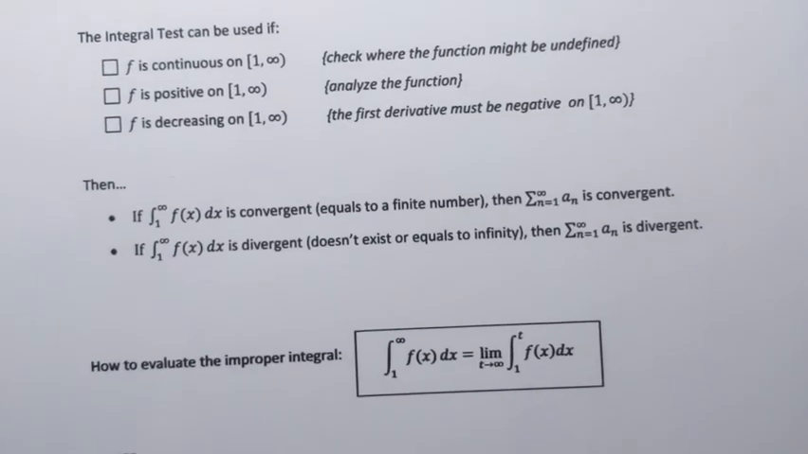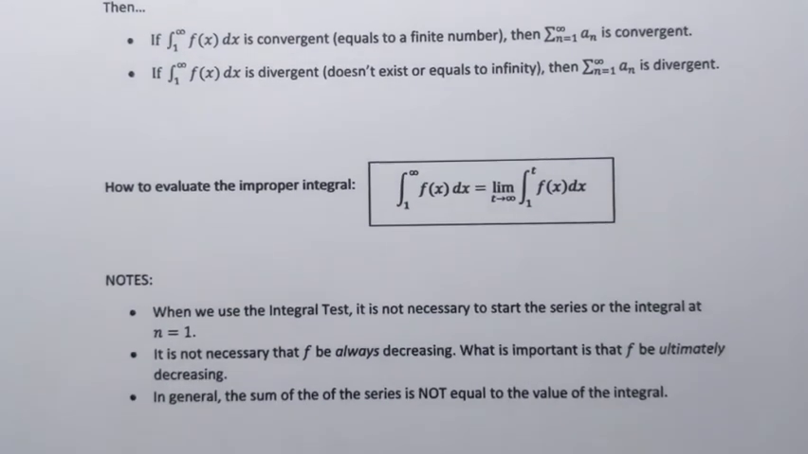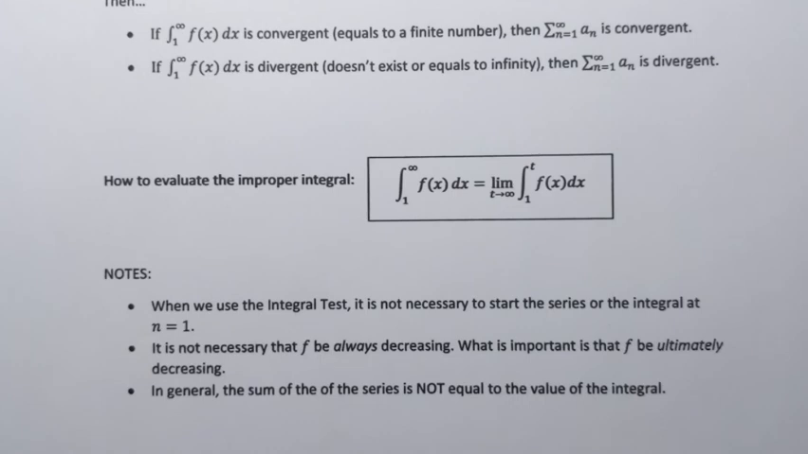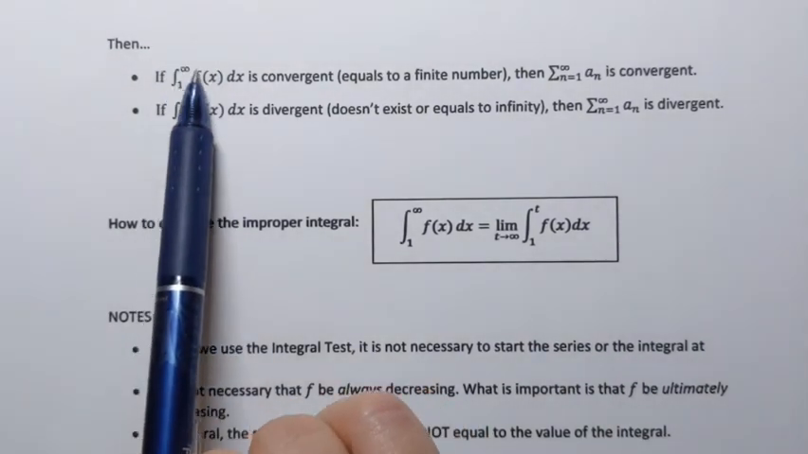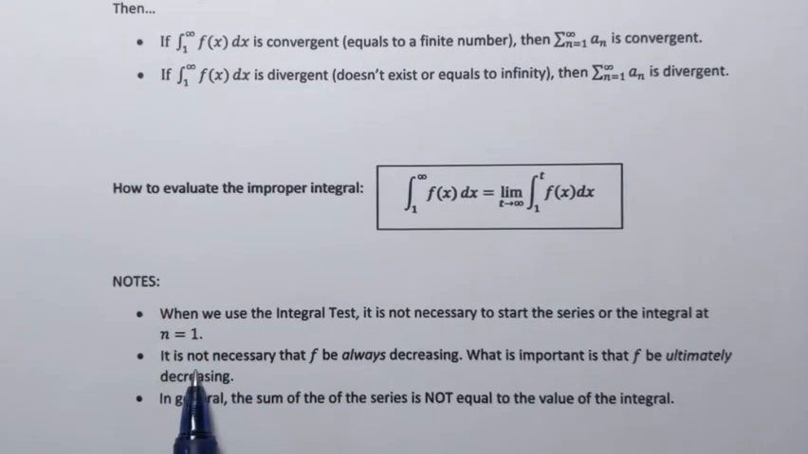Now here's the reminder on how to evaluate the improper integrals, right? And then just a few notes pertaining to this test. So first of all, when we use the integral test, it is not necessary to start the series or the integral at n equals 1. So if we are given a series that starts at n equals 2, then we will set up our integral so it also starts, its lower bound is at 2. It is not necessary that function f is always decreasing, so what's important is that it's ultimately decreasing.